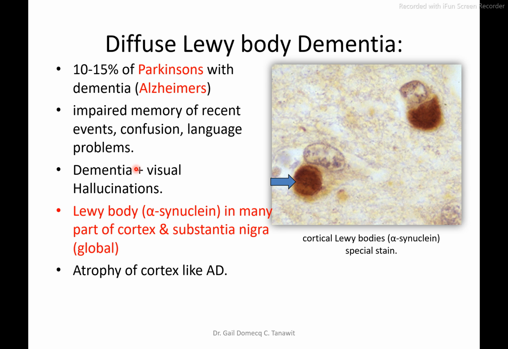Then we have the diffuse Lewy body dementia. So 10 to 15% of Parkinson's cases progress to dementia. This patient will present with impaired memory of recent events, confusion, language problems. There can be dementia plus visual hallucinations. The problem is the accumulation of alpha synuclein in many parts of the cortex and the substantia nigra. There will be an atrophy of the cortex. So this is alpha synuclein bodies.